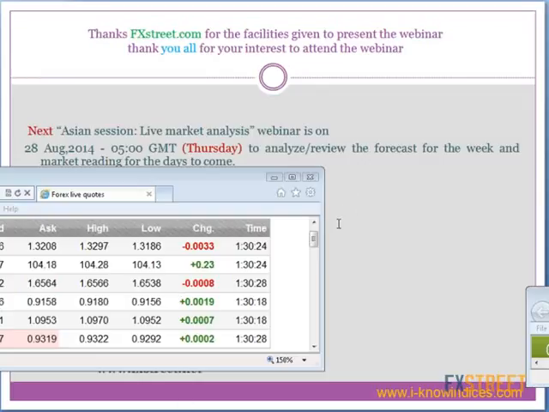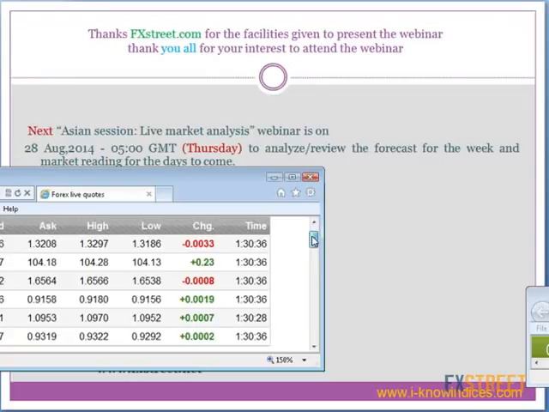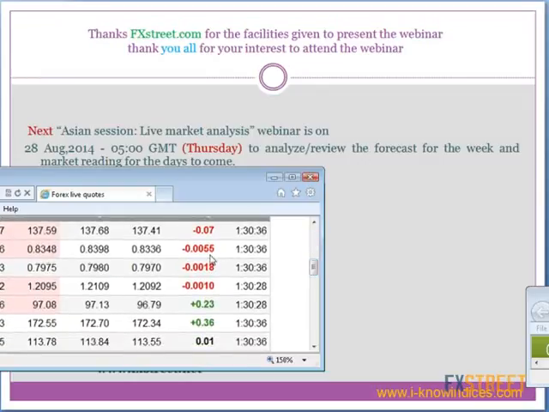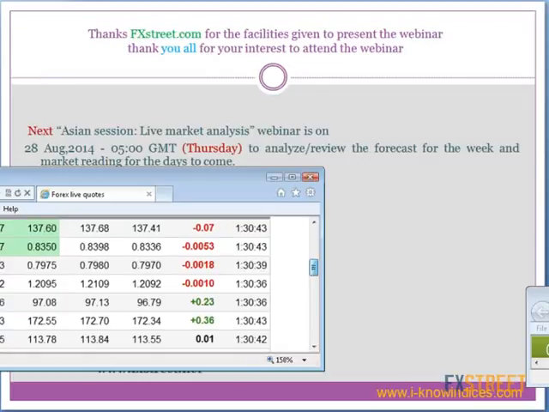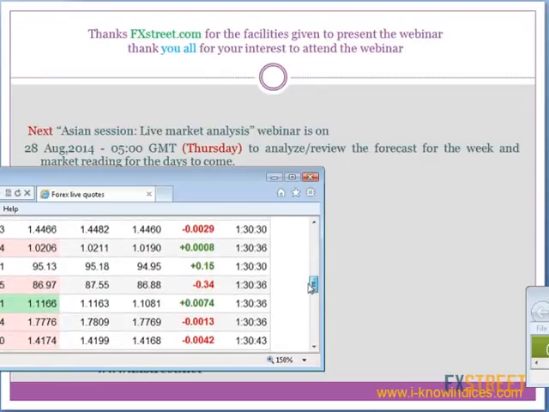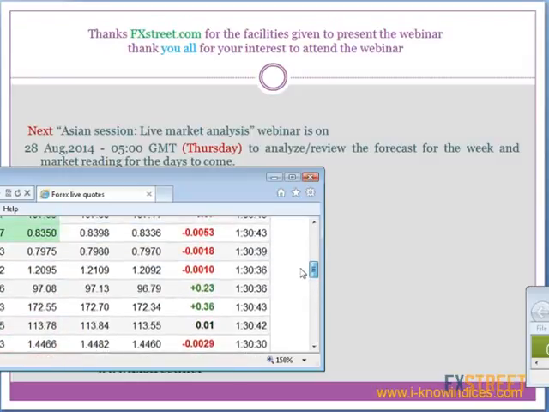Then he asked, what are the expectations for the Aussie New Zealand cross? See, Aussie is showing a 2 pips positive net change, whereas the New Zealand dollar has come down about 55 pips. So the denominator, the New Zealand dollar, is weaker when compared to the numerator. When the numerator is strong, the currency is expected to go up. So there is Aussie New Zealand dollar.